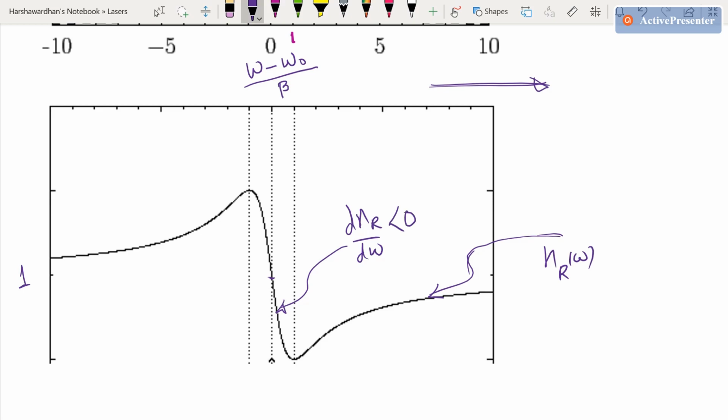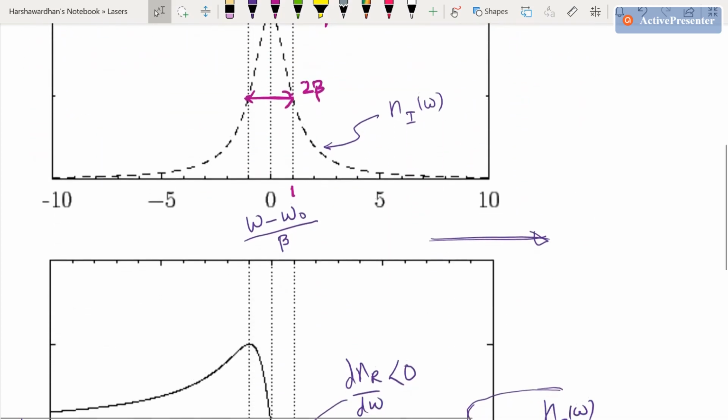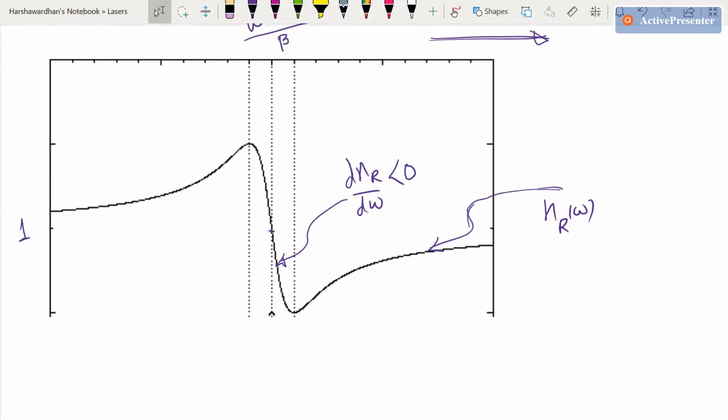As you go away from this region, that is when the denominator actually becomes significant. For omega naught minus omega larger than beta, the prefactor at the bottom becomes dominant. And you see now the refractive index, in this region as well as in this region, my dn_r over d omega is actually positive.